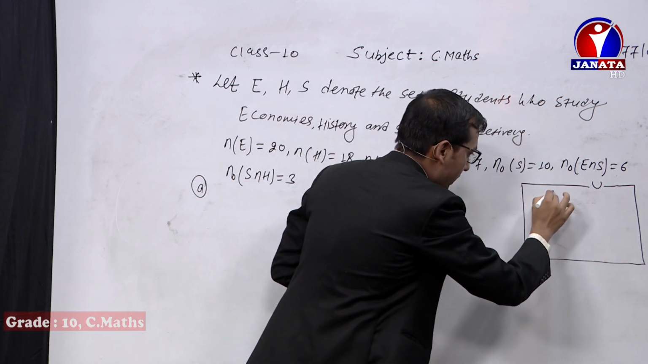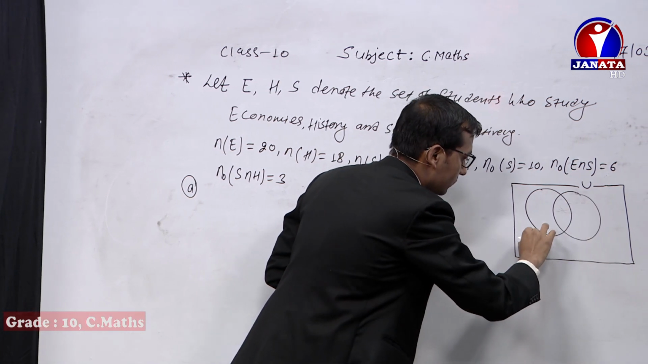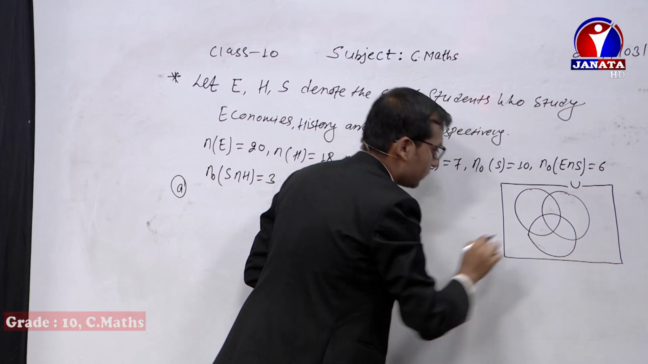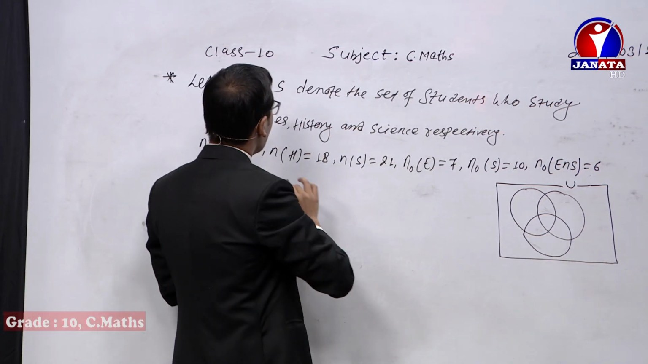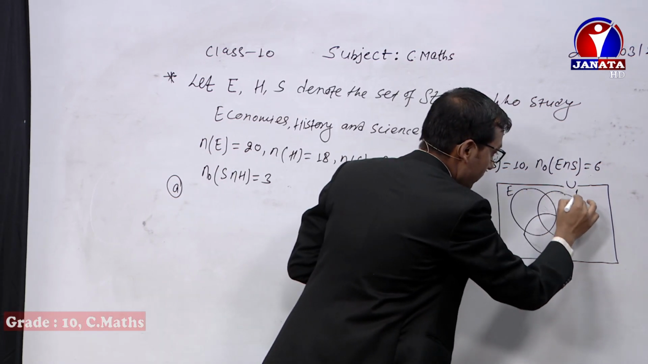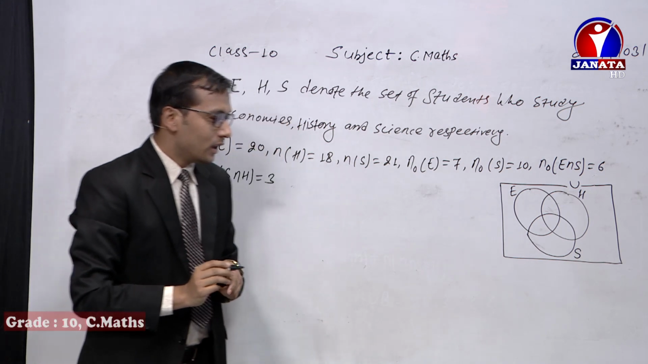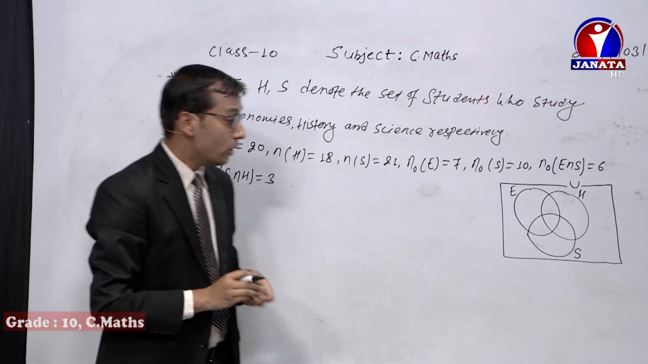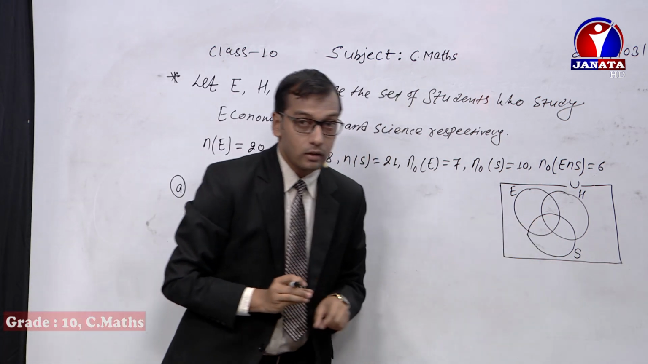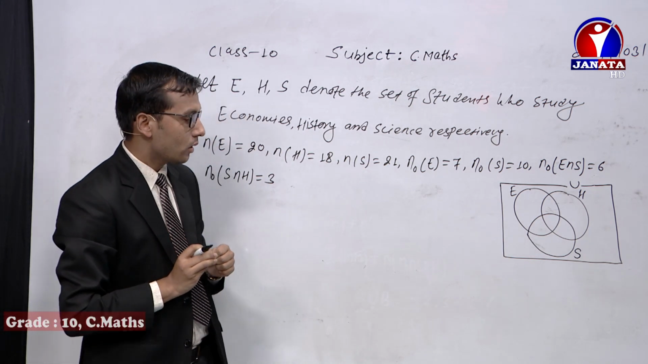There are 3 different sets. First is economics, second is history, and third is science. But we do not know what is the intersection of this common region.